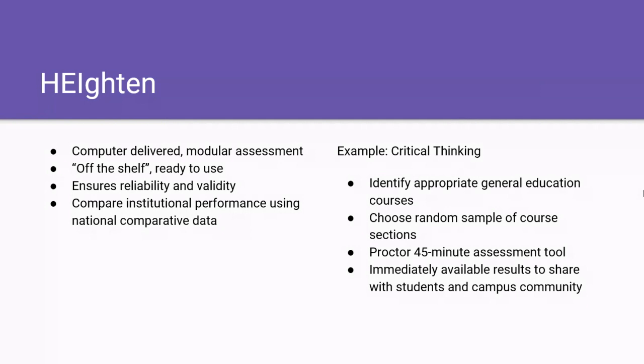So the process, for example for critical thinking, is that we would work with faculty to identify appropriate general education courses, and then choose a random sample of course sections to administer this test. It would be a 45-minute assessment tool that we would proctor in class. The results are immediately available as soon as the students finish the test. We have access to that data, and we can share it. There's a student report, involving students in this process, so they can see how they scored on critical thinking. And we would also have those results to share with our campus community.